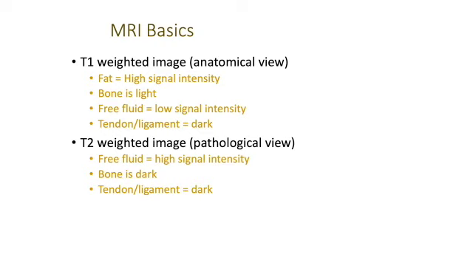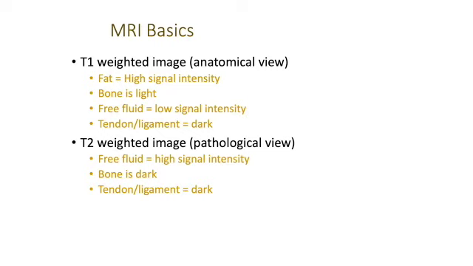T1 weighted is going to be most of our anatomical view. What we have to understand is that free fluid is going to have a low signal intensity. That's very important to know, but tendon and ligament is going to be dark. T2, however, tendon and ligament is still dark, so both on a T1 image and a T2 image, those are both going to be dark. But definitely understand where we're going to use both of those.